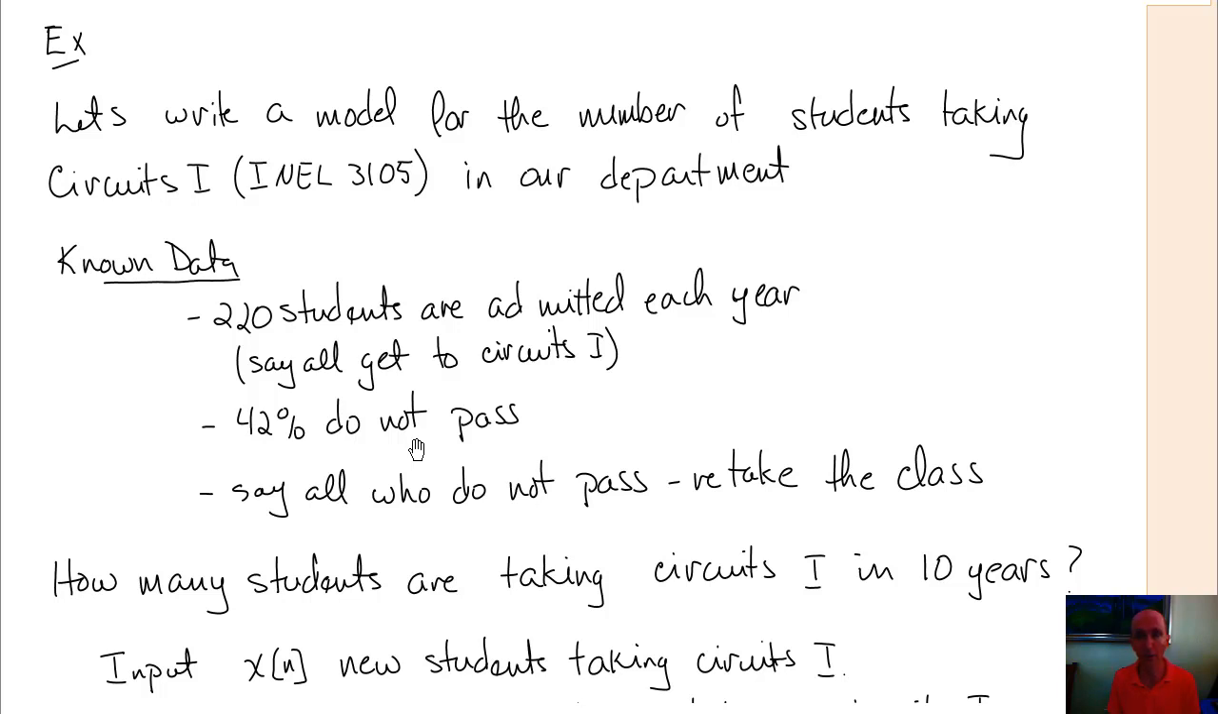Again, this is from actual data, looking at many years over many professors. Basically 40% of the students who take Circuits 1 don't pass the class. So let's assume it's 42% do not pass. And let's say that everyone who doesn't pass takes the class again. In other words, none of the people who don't pass leave the university or go to another major. And the question is, how many students will be taking Circuits 1 in 10 years? Is this going to grow and become infinite, or is it going to stay a finite number?